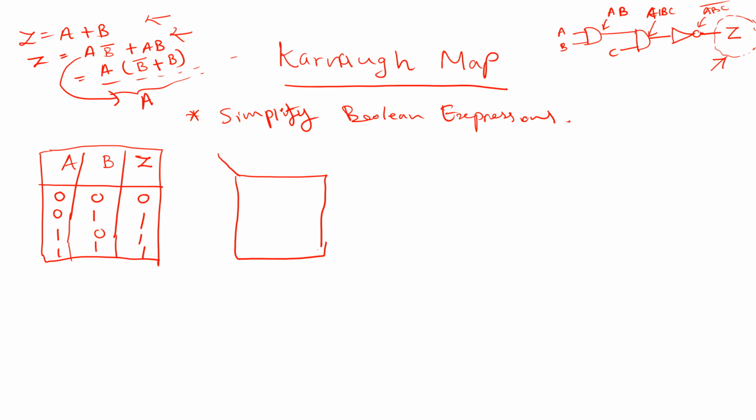Right? So the Karnaugh Map looks something like this. Since we have two inputs here, we should have it like this, one input for this side and another input for this side, right? So don't use these arrows.